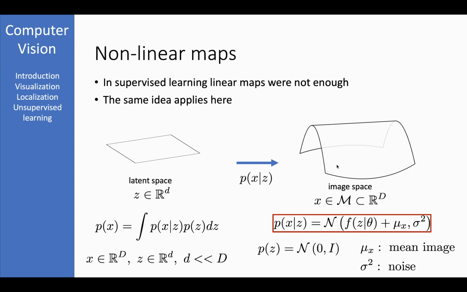The only thing that changes from the mathematical point of view, or in the equations, is that I still have a Gaussian distribution in the image space, but this time, instead of a linear map, I feed Z into a nonlinear map, and that forms the transformation from the latent space to the image space. And everything else remains the same.